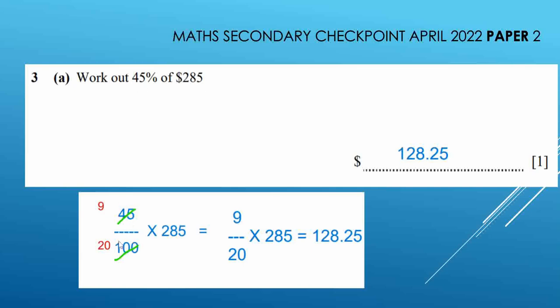45% is 45 over 100 times 285. Then we simplify 45 over 100 by dividing it by 5. We get 9 over 20. So now 9 over 20 times 285. We can count with a calculator. That is 128.25. Because this is paper 2, we are allowed to use a calculator. Let's move on.